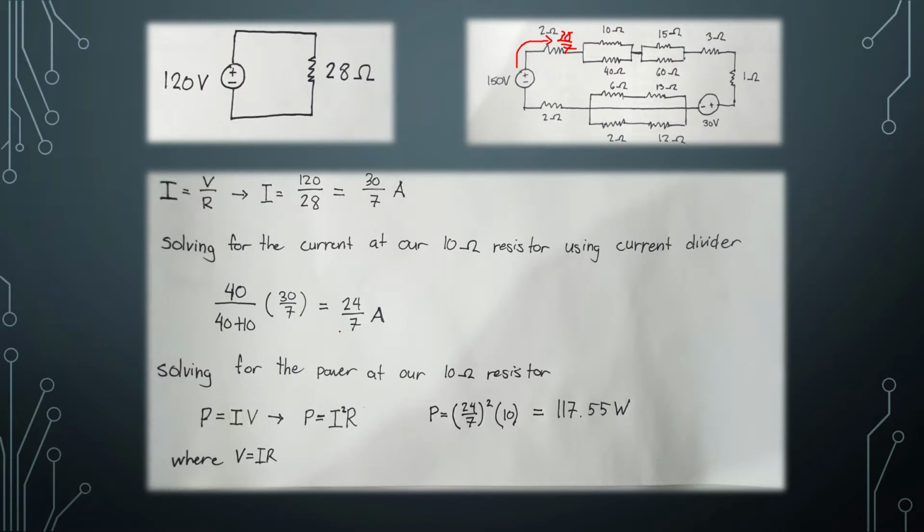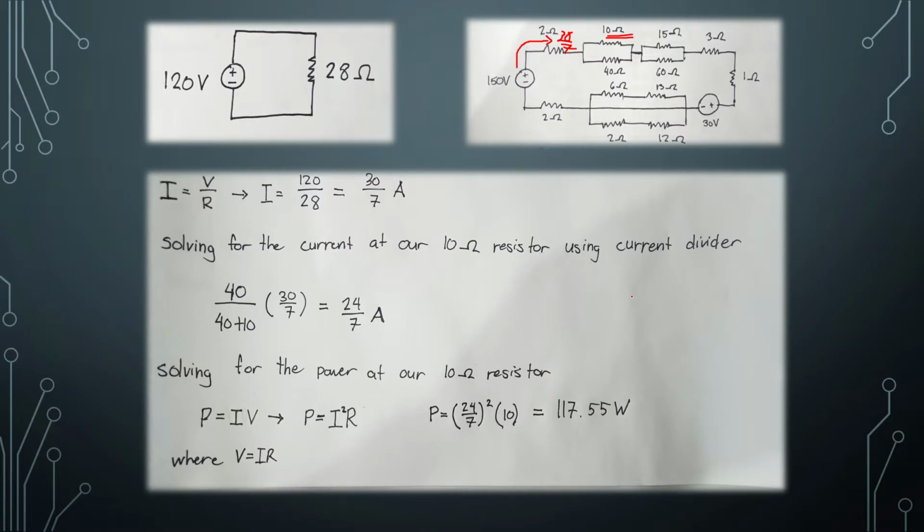So now that we have our current, we can now solve for our power. Solving for the power of our 10 ohm resistor, we use P equals IV, or we can derive P equals I squared times R. So we already got our I, which is 24 over 7 squared, times 10. 10 is our resistance, and so we get 117.55 watts of power.